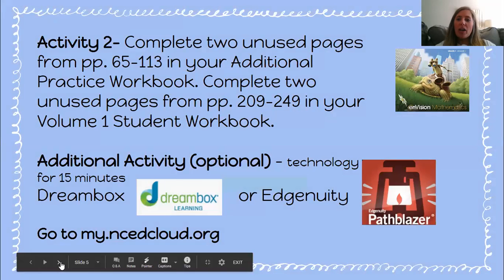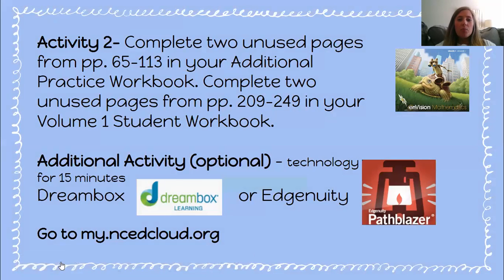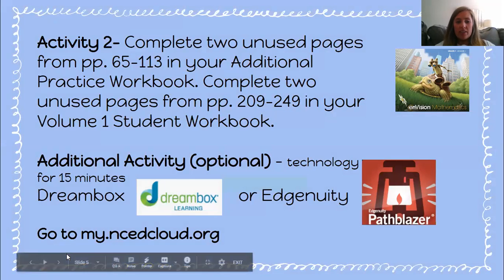Okie dokie, so activity 2, you're going to complete 2 of the unused pages in your additional practice workbook, pages 65 to 113, and then you're going to pick 2 unused pages from your student workbook, pages 209 to 249. Once you've done that, then you have your option for technology, Dreambox for 15 minutes, or Edgenuity for 15 minutes.